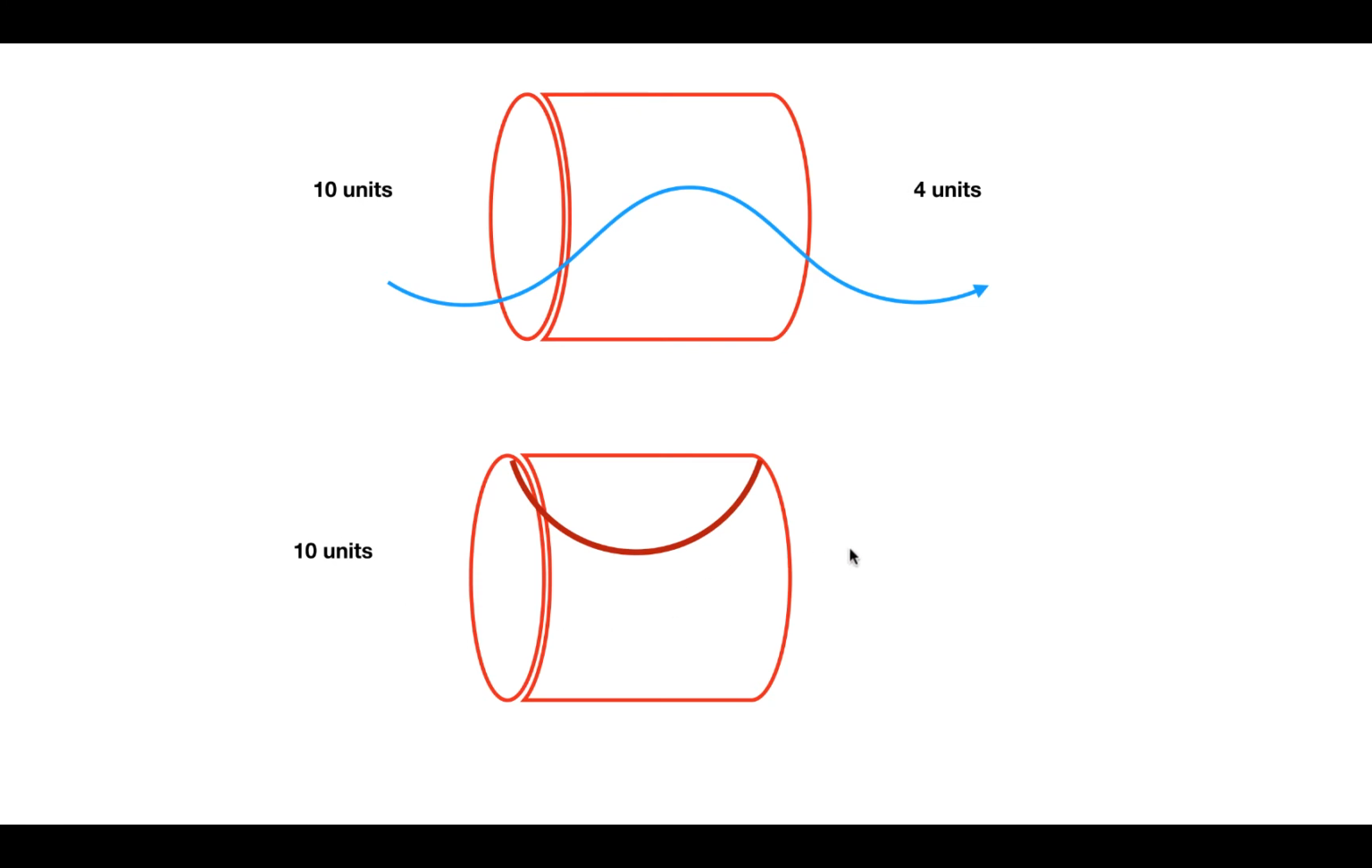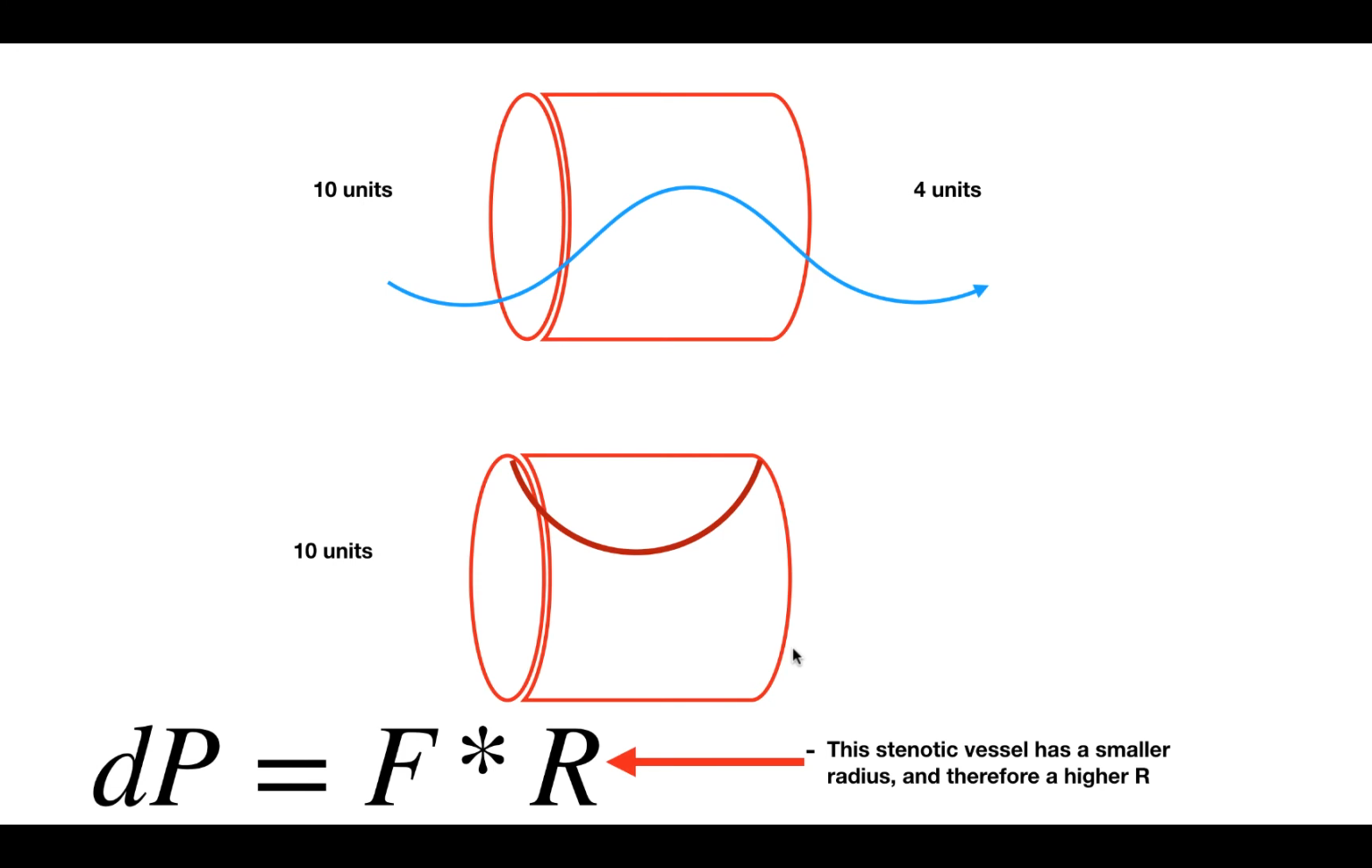Well, in order to understand that, let's bring out our equation again. So Ohm's law of hemodynamics states that the difference in pressure is equal to the flow times the resistance. And as we increase the resistance, we increase the difference in pressure between 2 points. Now, in the stenotic vessel, which is right here, what happens is that the stenotic vessel has a smaller radius than the normal vessel. So therefore it has a higher resistance. So what we would expect is that the pressure at side 2 in the stenotic vessel would be less than the pressure at side 2 in the normal vessel. So maybe we would get a pressure of around 1 unit at side 2.